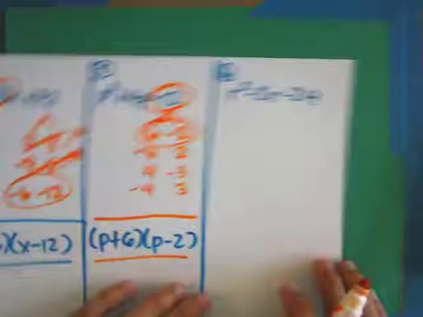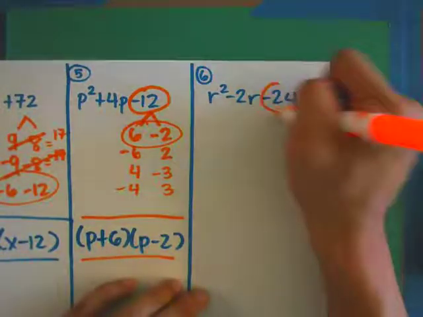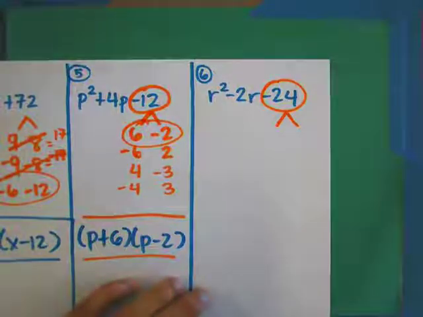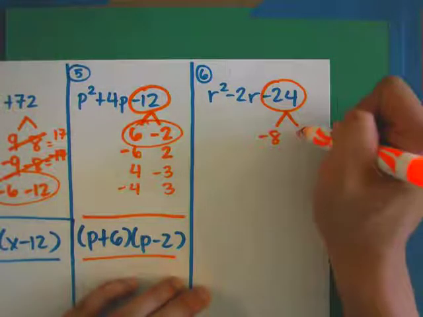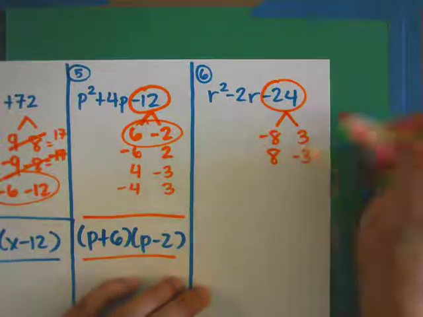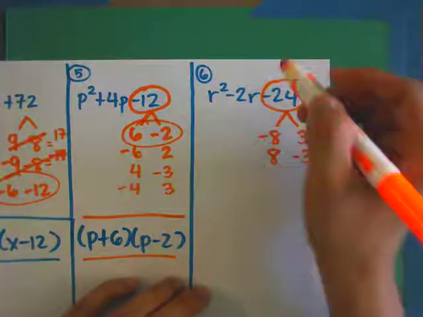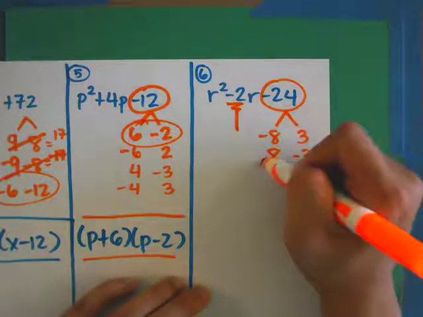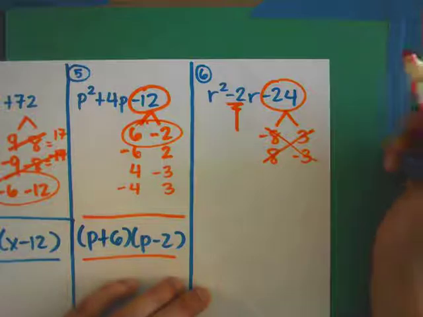Alright, negative 24 now. And there's a 1 in front, so we can do this. What two numbers multiply to negative 24? We have negative 8 times positive 3. We can also have positive 8 times negative 3, but none of them is going to add up to negative 2 that we want, because this is negative 5 if you add them up. This is positive 5 if you add them up.